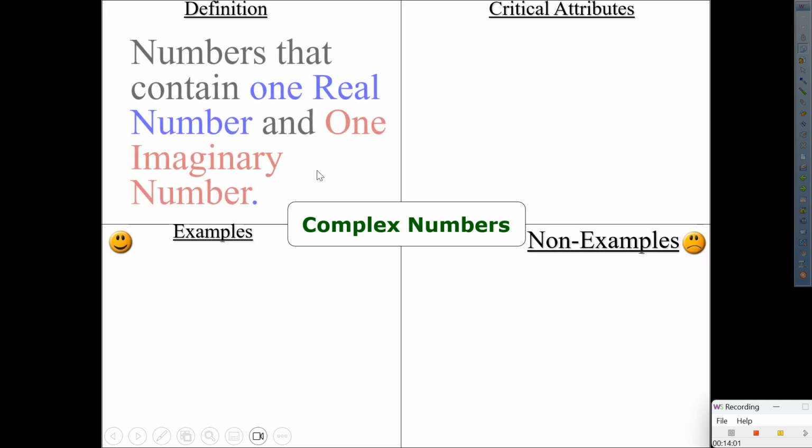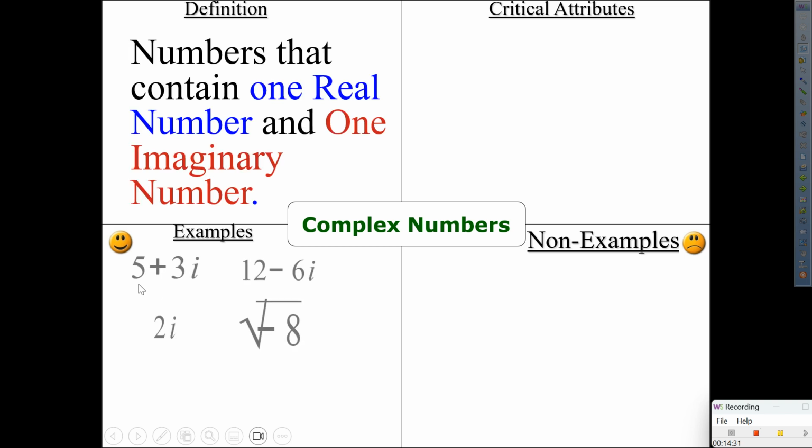Definition, write this down. Numbers that contain one real number and one imaginary number. Let me repeat that again. Numbers that contain one real number and one imaginary number. Some of you are elsewhere. Focus. Numbers that contain one real number and one imaginary number. Examples. 5 plus 3i, 12 minus 6i, 2i, and square root of negative 8.